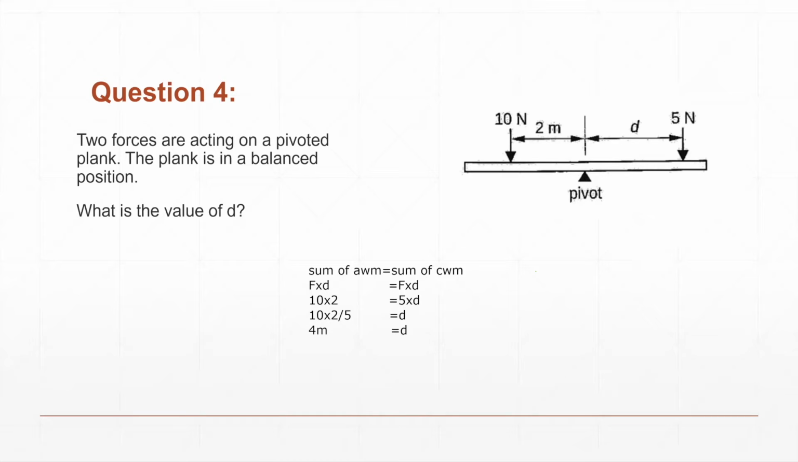Force times distance is force times distance. You have to be careful of your presentation. Because if you write force times distance equals force times distance, you are telling me that they have the same force and the same distance. So we usually write F1 times D1 equals F2 times D2. Then F1 is 10, D is 2, which is correct already.